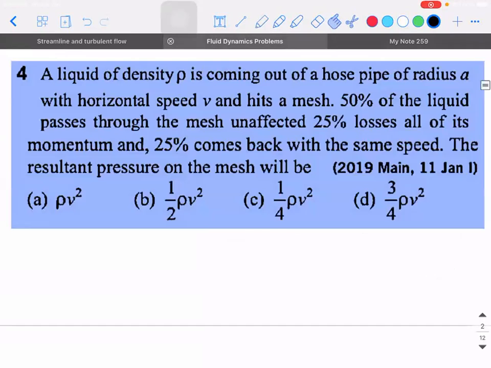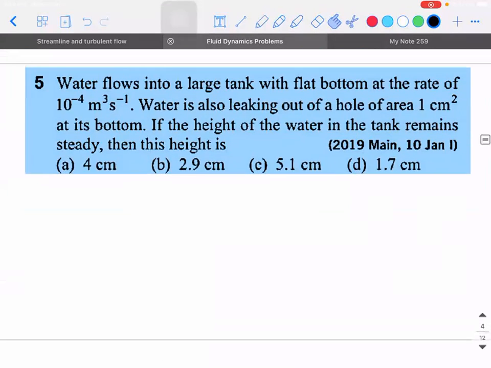Listen. A 2019 problem, it is based on this concept. Can you guys try? Water flows into a large tank. See, it is from the same paper which I gave you. I just took these questions and kept it ready. It's the 5th question from the worksheet I shared with you. Water flows into a large tank with a flat bottom at a rate of 10 power minus 4 meter cube per second.